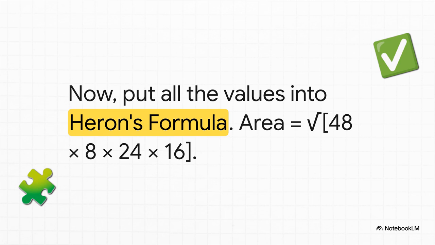Okay, we have all our ingredients ready now. We've got our s, we've got our s minus a, s minus b, and s minus c. Now it's time to put all these values into our super formula. So the area is going to be the square root of 48 times 8 times 24 times 16.